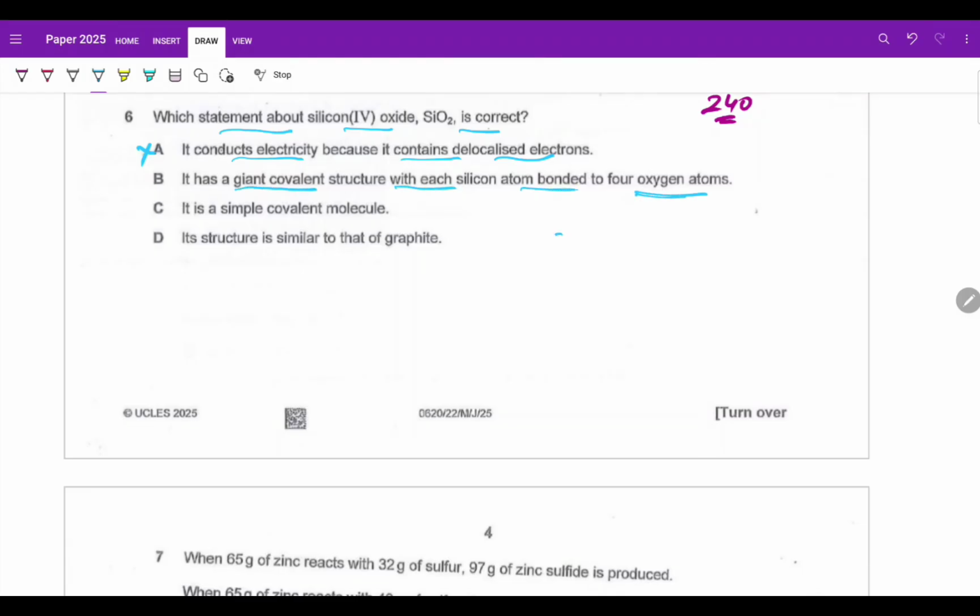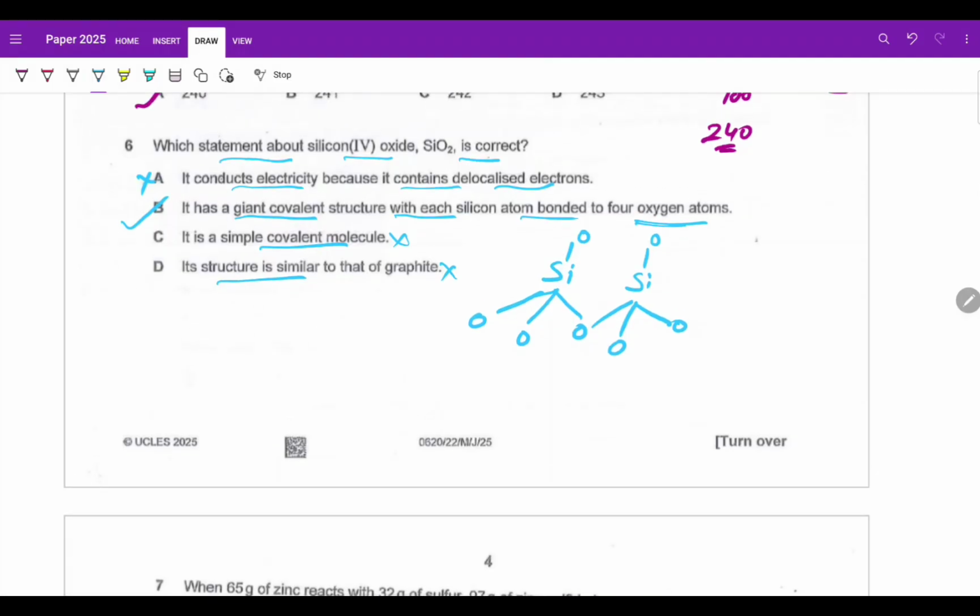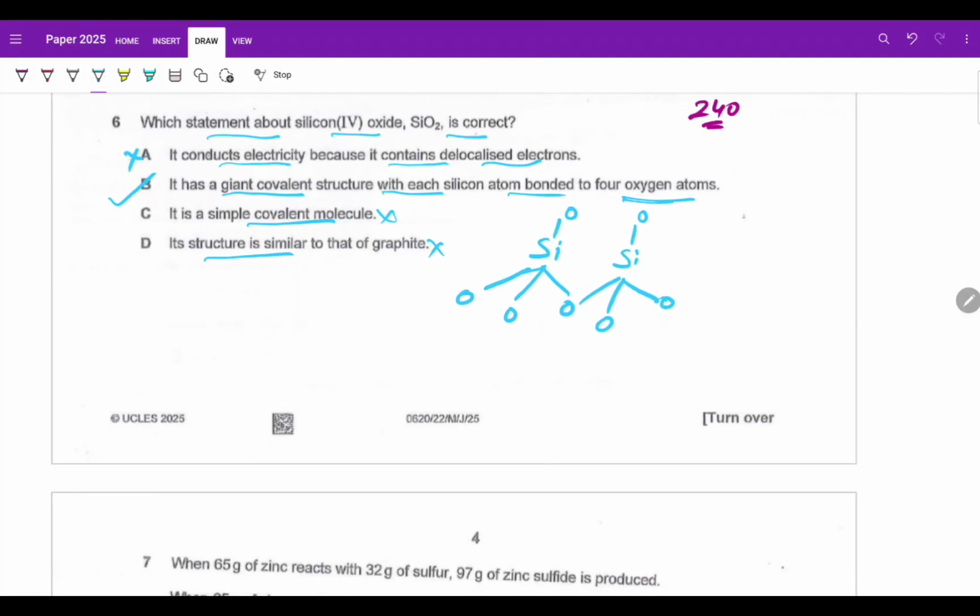Correct. In silicon oxide, each silicon atom is bonded to 4 oxygen atoms and they are arranged tetrahedrally, whereas each oxygen atom is connected to 2 silicon atoms, hence forming a giant covalent 3D network structure. Therefore, the answer is B. It is a simple covalent molecule. No. Its structure is similar to graphite. No. Therefore, the answer for question 6 is B. SiO2 is a giant covalent structure with each silicon atom bonded to 4 oxygen atoms.